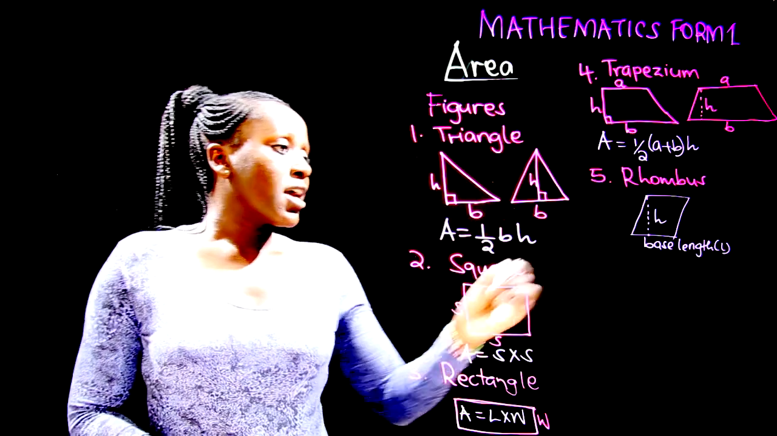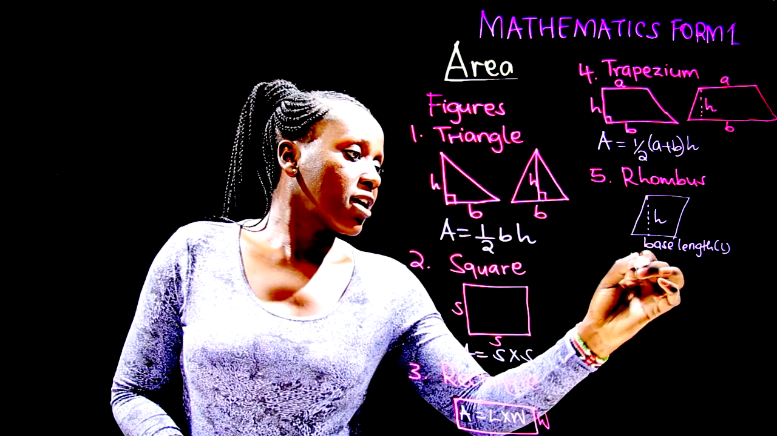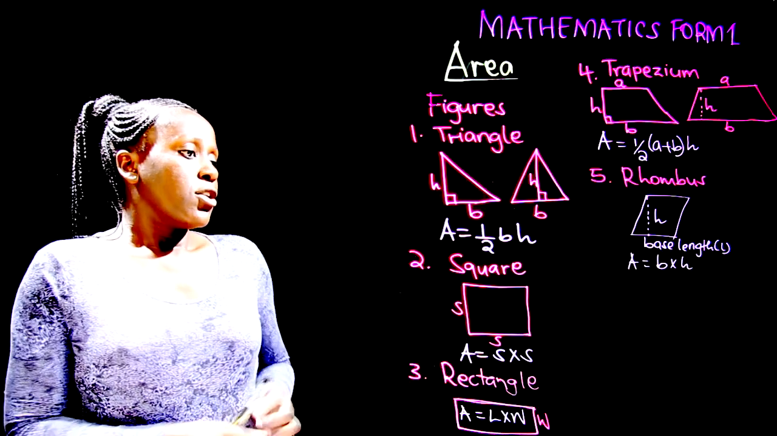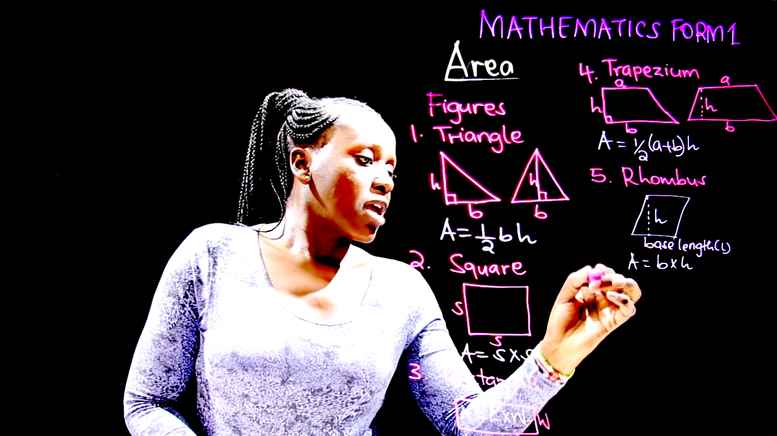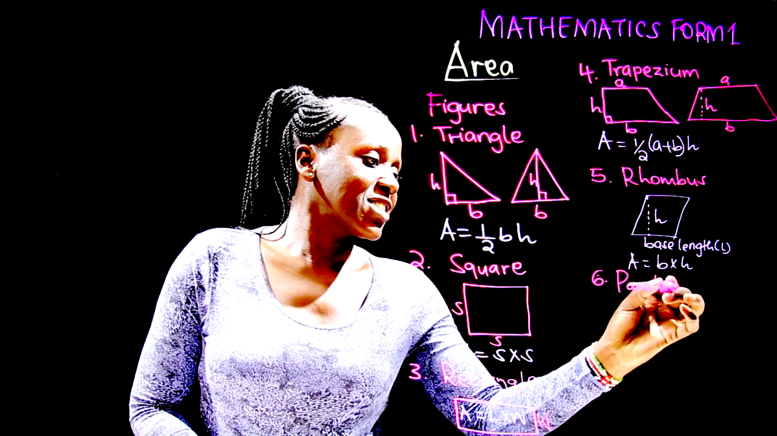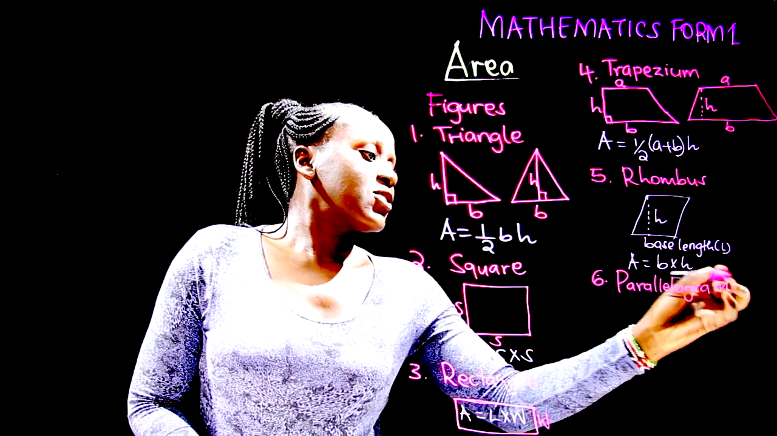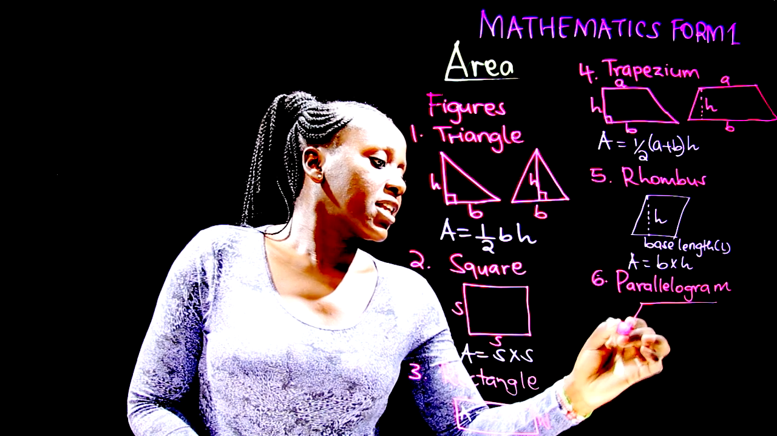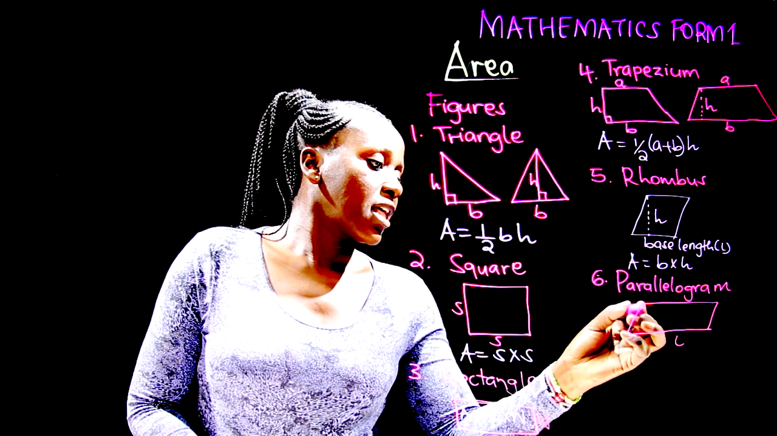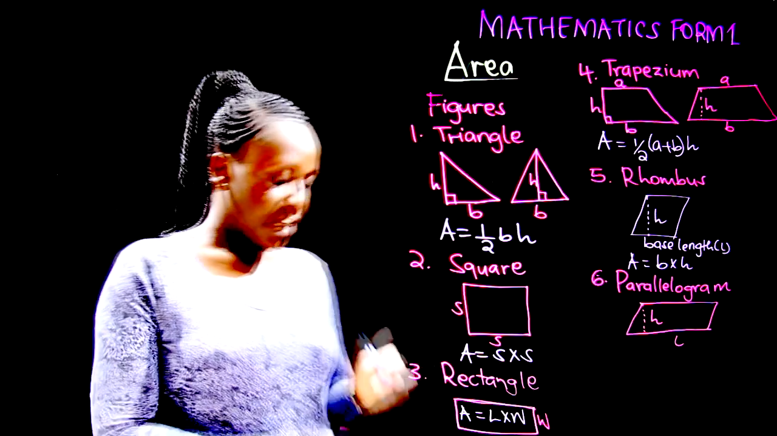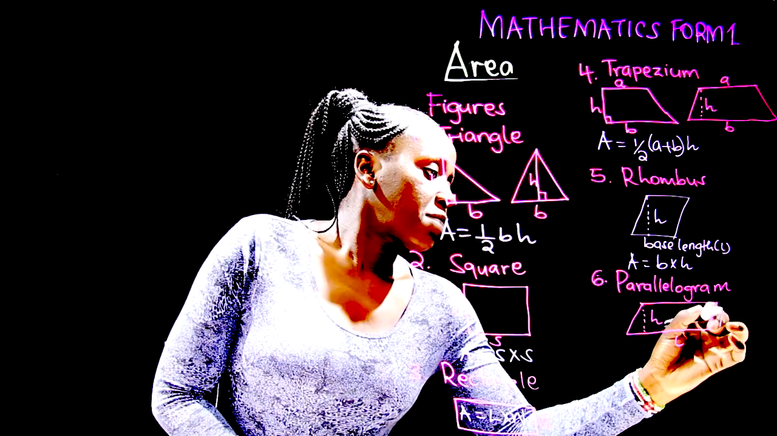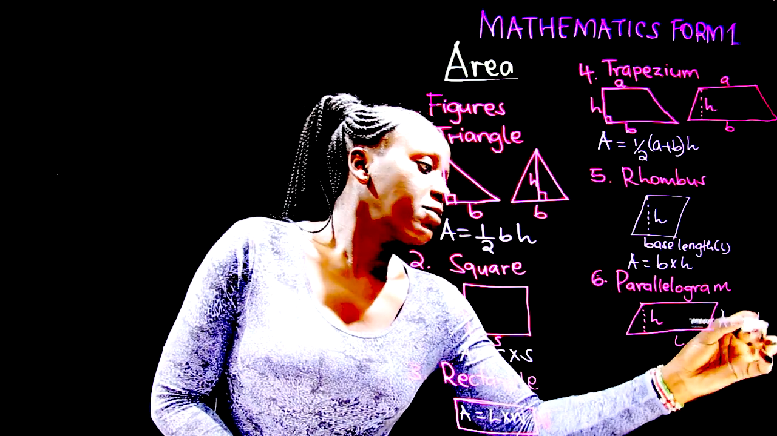So how do we determine the area of a rhombus? Area is equal to baseline times the height. This is the same case with a parallelogram. It's like a slanted rectangle, but it also has a baseline and it has a height. So the area is given by the baseline times the height.